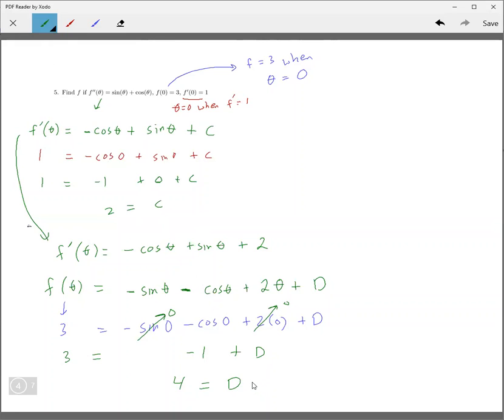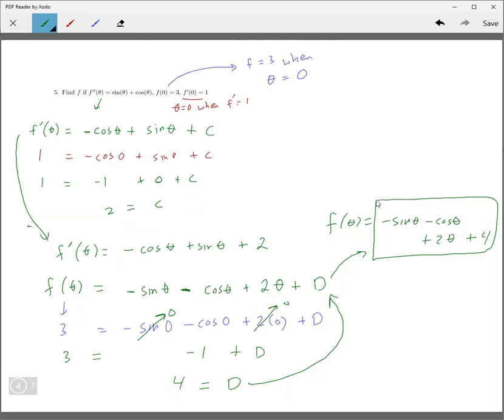And then finally, we take this d and plug it back into that equation. And we have negative sine theta minus cosine theta plus 2 theta plus 4. And that's going to be our answer right there. Okay, great. Any questions on anything so far?